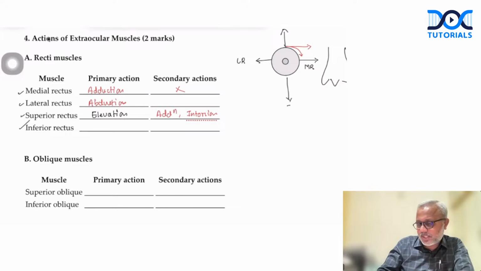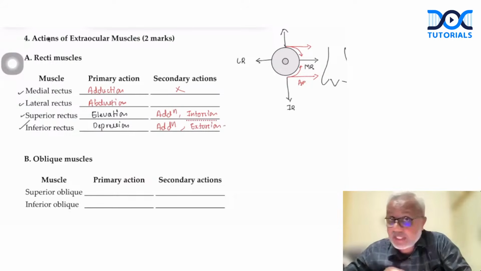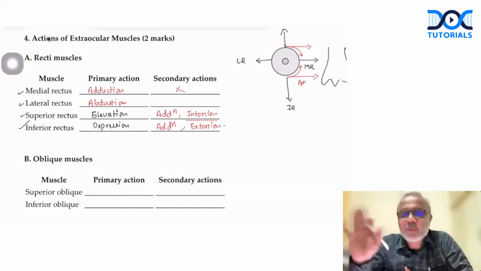Now, what about inferior rectus? Inferior rectus brings about, this is the inferior rectus. What is this action? This is depression. Inferior rectus brings about depression. Then it brings about, what is this action? This is again bringing about adduction, right? So brings about adduction and then rotates the eyeball away from the nose. This is what we call extorsion. Now, if you learn this diagram, nothing like it. Okay, you can redraw the extraocular muscles action anywhere. You don't have to mug it up.